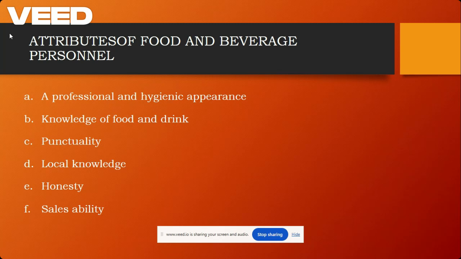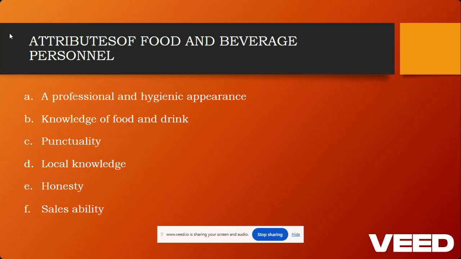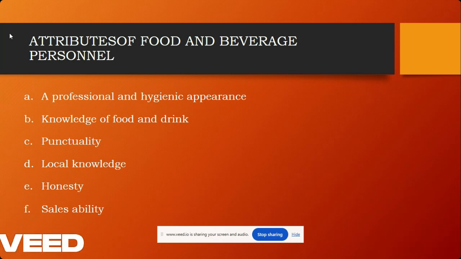And then we have sales ability. They must be able to negotiate, agree to disagree, be patient with the person who is purchasing for them to be able to close the sale effectively. We need to have a win-win situation where the hotel or the restaurant wins by selling the product, and on the other side, the customer is happy that their bill or their order was taken correctly and the service went on well and the process was smooth. So all these are attributes, among others, of food and beverage personnel.